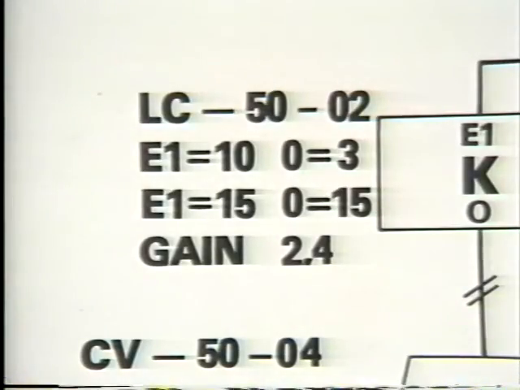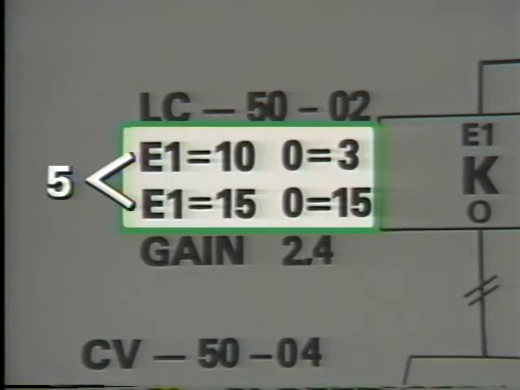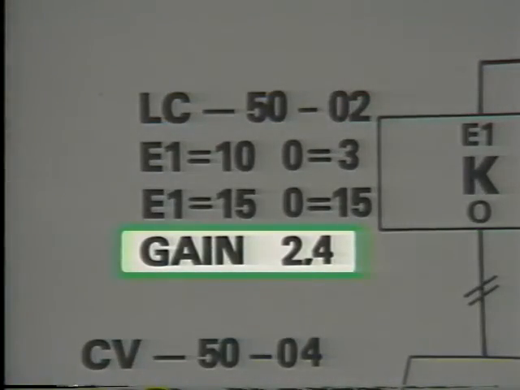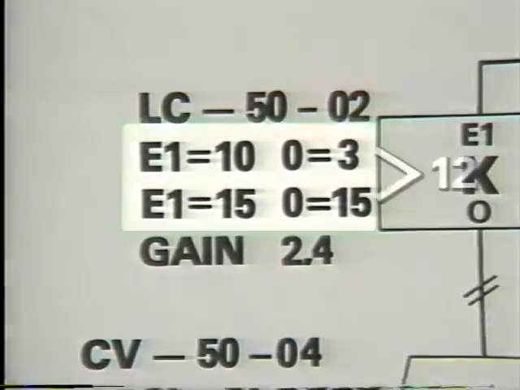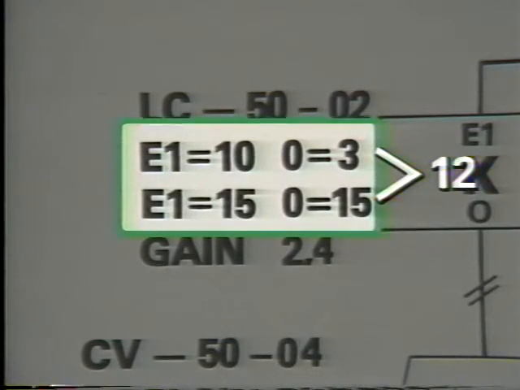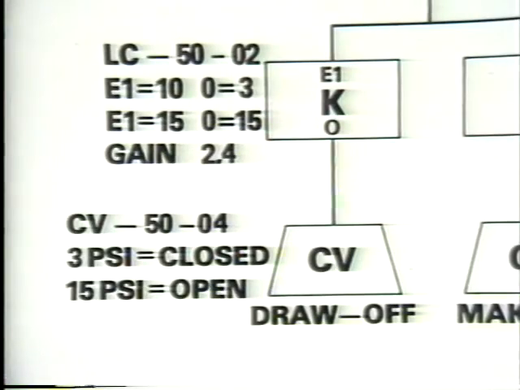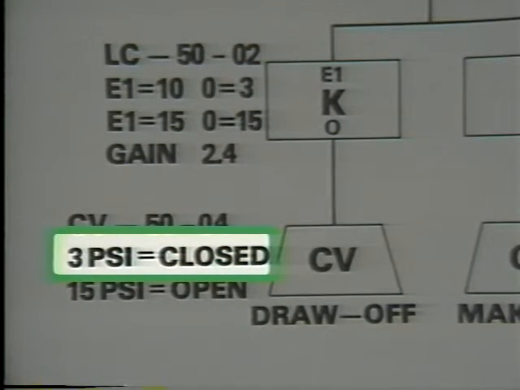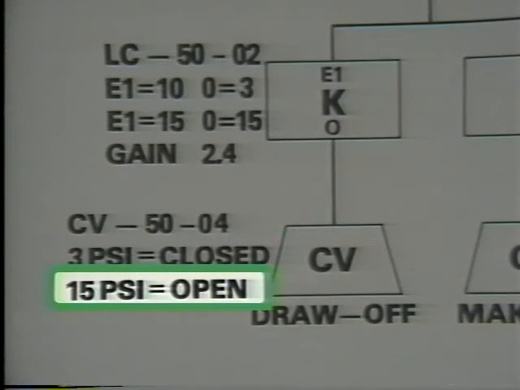In addition, for this controller, an input change of 5 psi from 10 to 15 results in an output change of 12 psi from 3 to 15. This gain setting of 2.4 accounts for the proportionally larger output change in relation to a smaller input change. The controller output manipulates the valve in the draw-off line. This information shows that with a 3 psi signal from the controller, the valve is closed, and with a 15 psi signal, the valve is open.